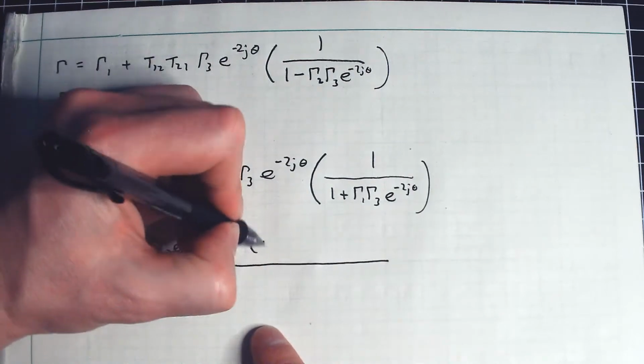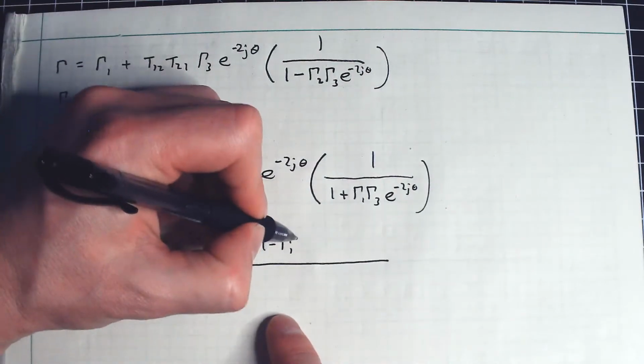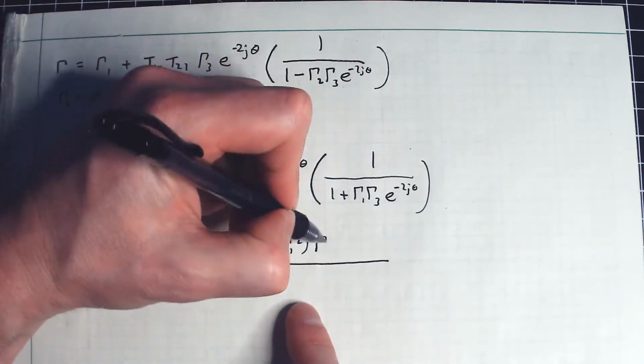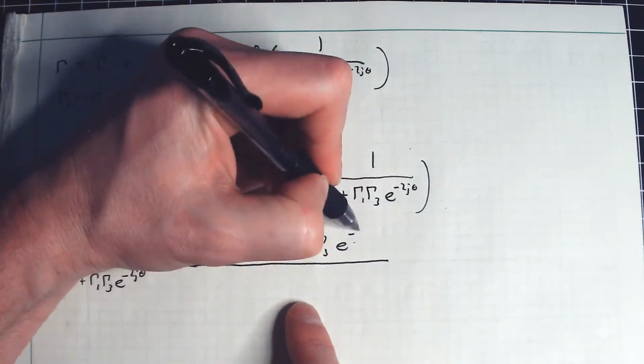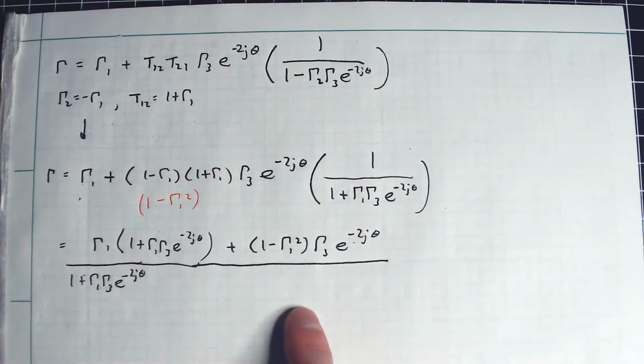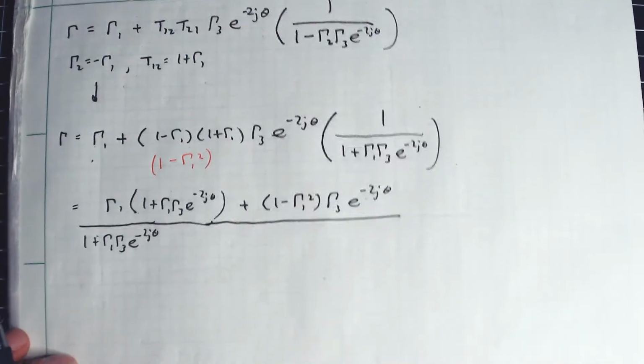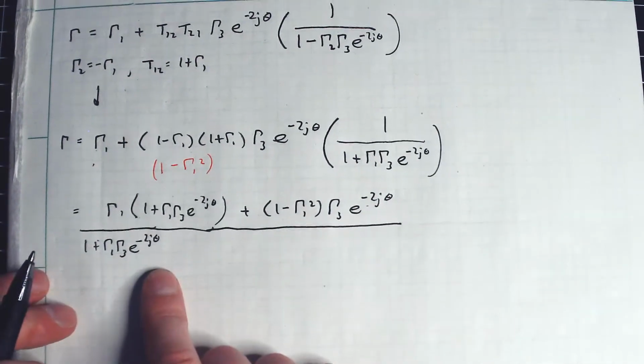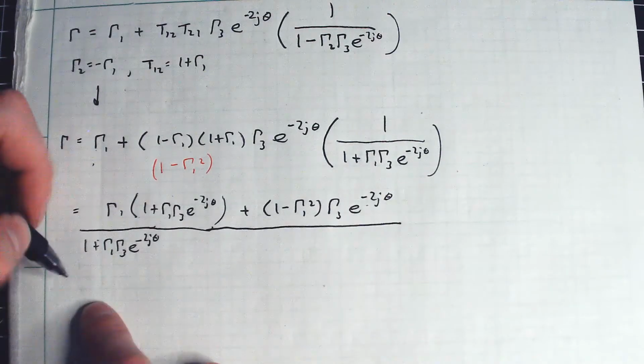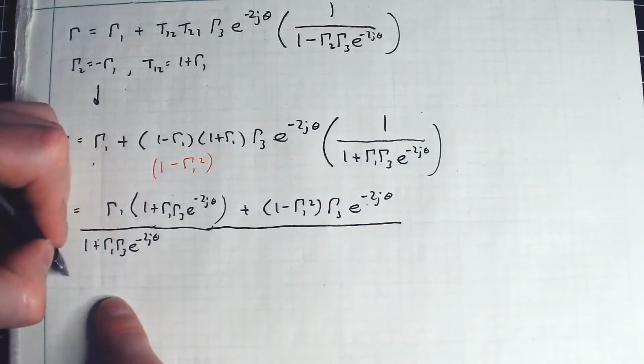So I get 1 minus gamma 1 squared times gamma 3 e to the minus 2j theta. I promise we're going somewhere with this. It'll simplify. In particular, let's see. I'm going to ignore the denominator here real quick.